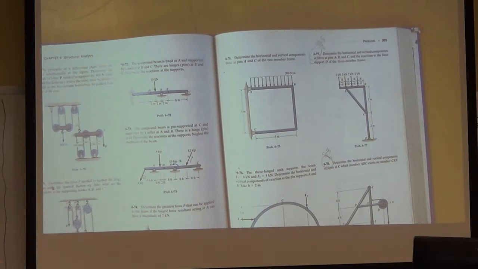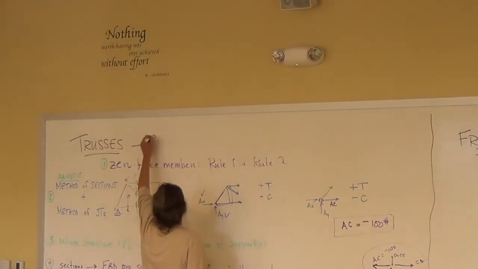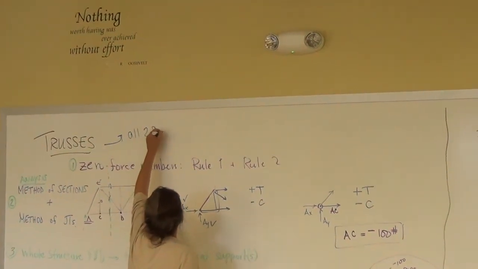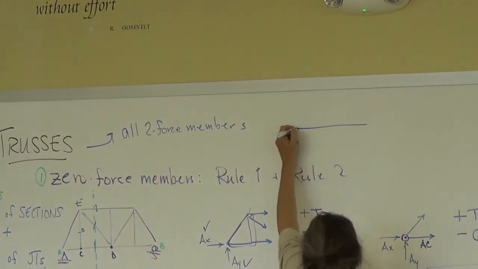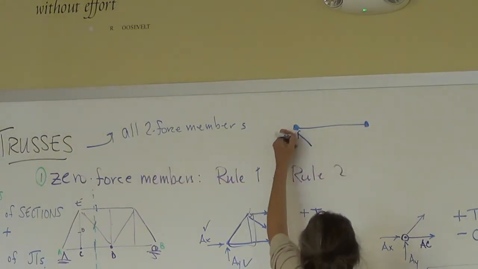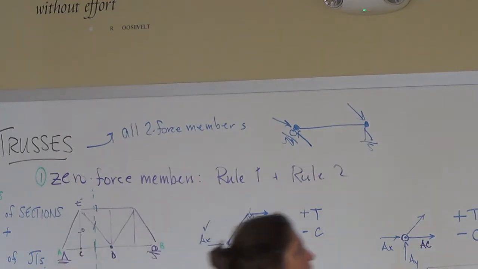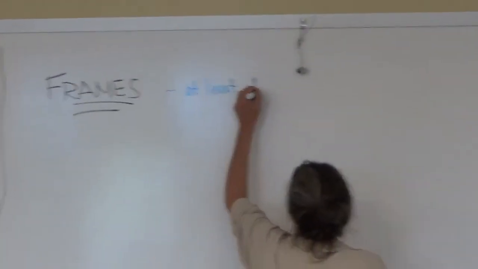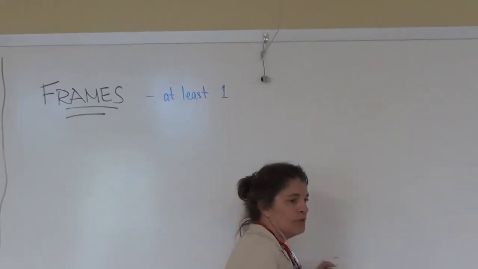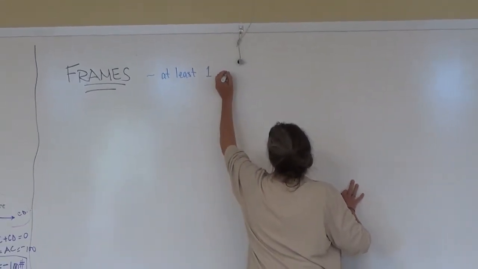So maybe we should write that up here. For trusses, a truss has all 2-force members, which means that in a member, it is only at the ends that the forces have connections or external loads. So everything is concentrated on the ends. So a frame has at least one... I don't want to say a 3-force member because it could have a 4-force member. It has at least one member with more than 2 forces.